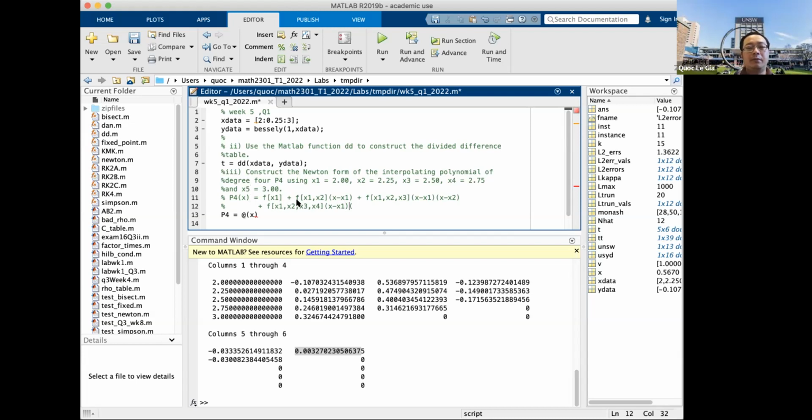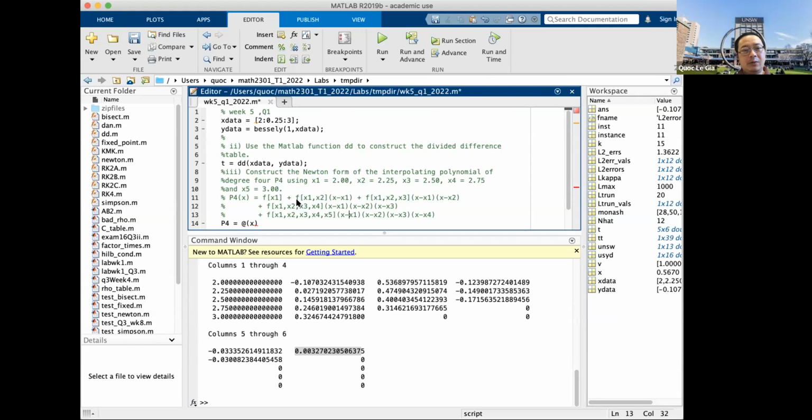And then here you have x minus x1, x minus x2, x minus x3. And then the last term will be the divided difference over x1, x2, x3, x4, x5, and x minus x1, x minus x2, x minus x3, x minus x4. We stop here because this is degree 4 already.